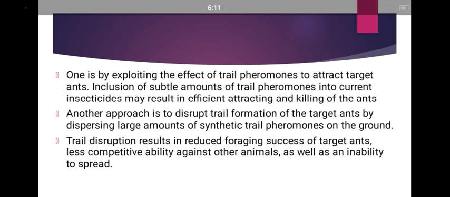Another approach is to disrupt trail formation of the target ants by dispersing large amounts of synthetic trail pheromones on the ground. Trail disruption results in reduced foraging success of target ants, less competitive ability against other animals, as well as an inability to spread.